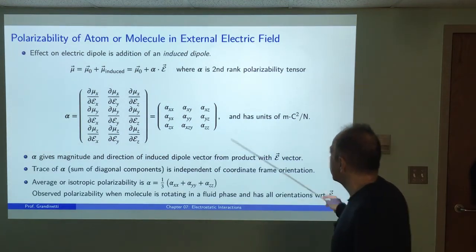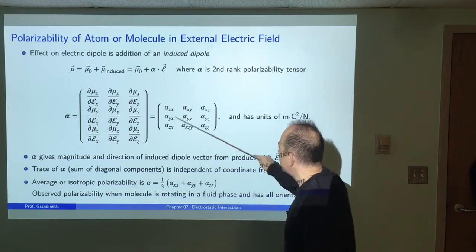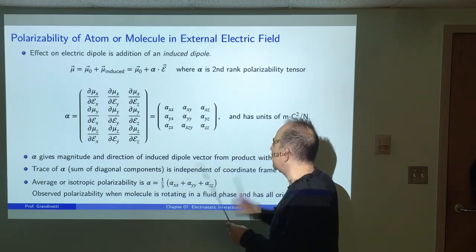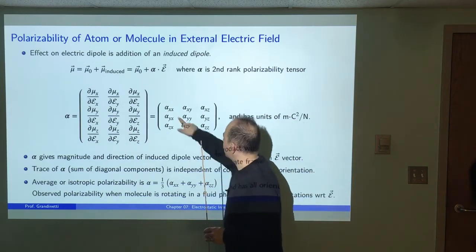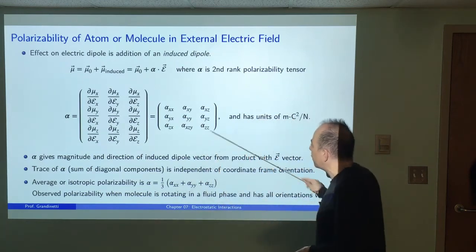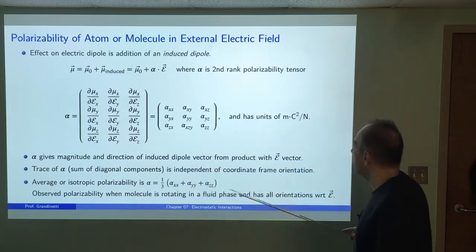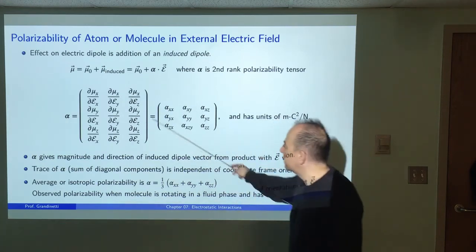Now, it turns out that the trace of a matrix is the sum of the diagonal elements. This is generally true: anytime you see the trace of a matrix, it's just taking the diagonal elements and adding them up. And that trace turns out to be independent of which coordinate system you've used to calculate this quantity.